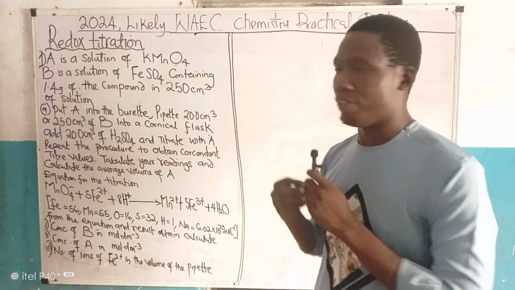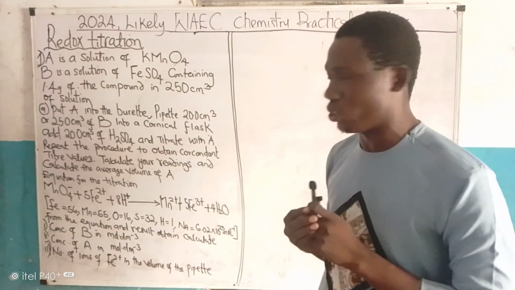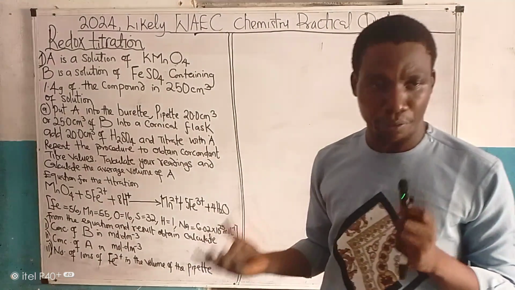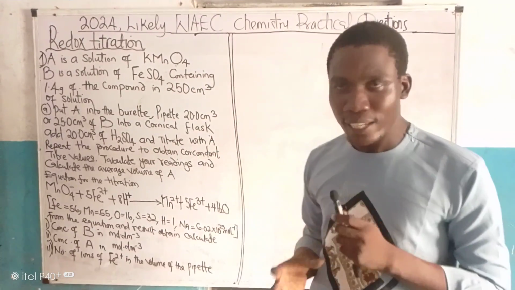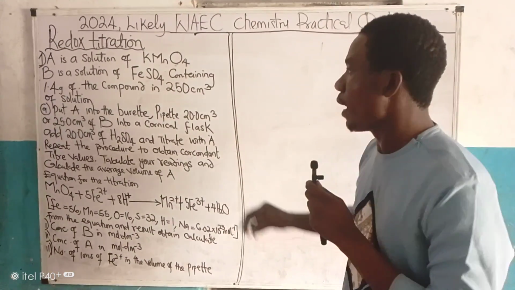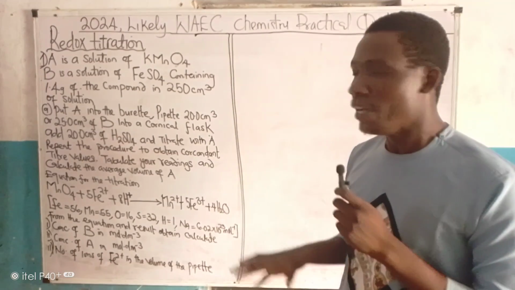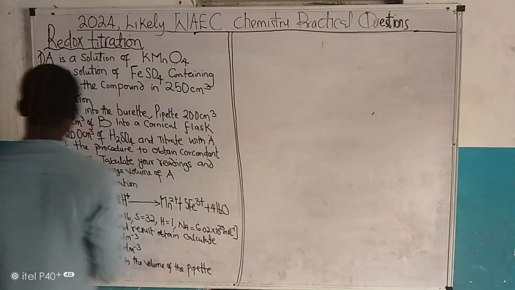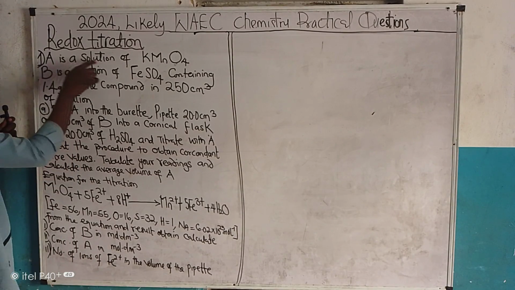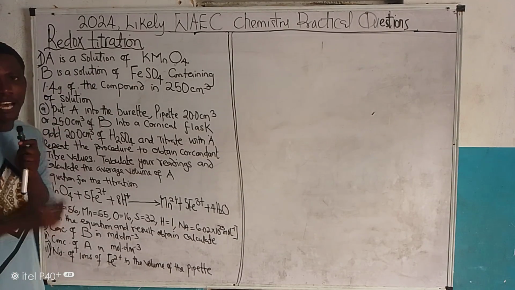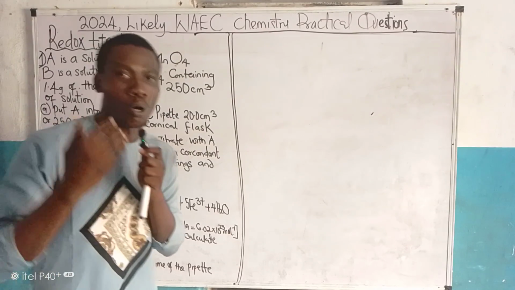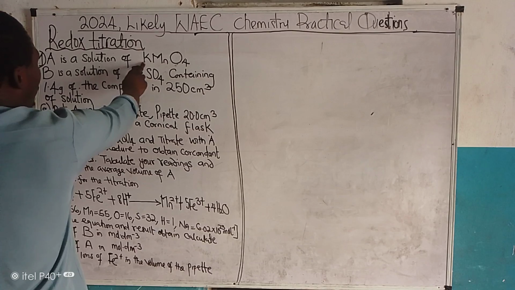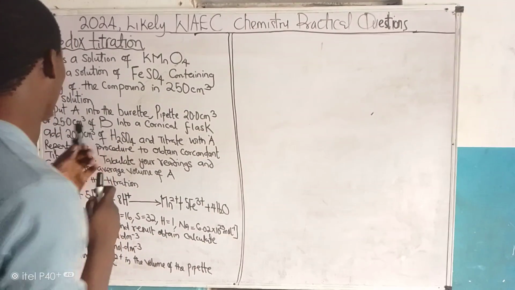Now, today we have predicted questions, or likely questions, that you have to see in your WAEC Practical Chemistry Exam 2024. So we are going to begin with this particular question and we are going to solve it. Now, let's quickly look at this question quietly. Now, A is a solution of KMnO4, that's potassium tetraoxomanganate(VII). A is a solution of KMnO4, okay?